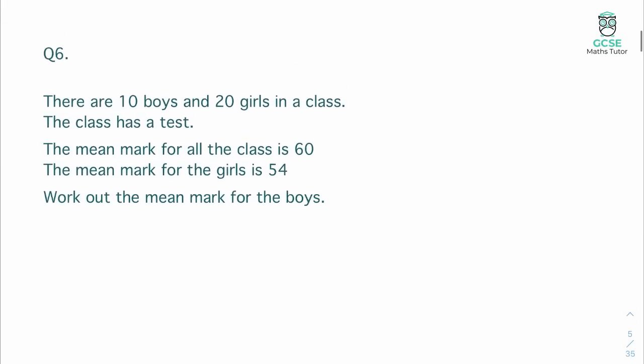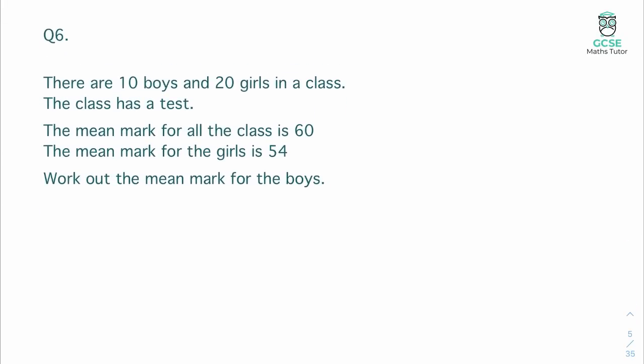Okay, so we have a reverse mean. So for this one here, it says that there are 10 boys and 20 girls in a class, and the class has a test. The mean mark for all the class is 60, and the mean mark for the girls is 54. Work out the mean for the boys. So when it tells us the mean, we take how many students or how many people or things it's related to and multiply them together.